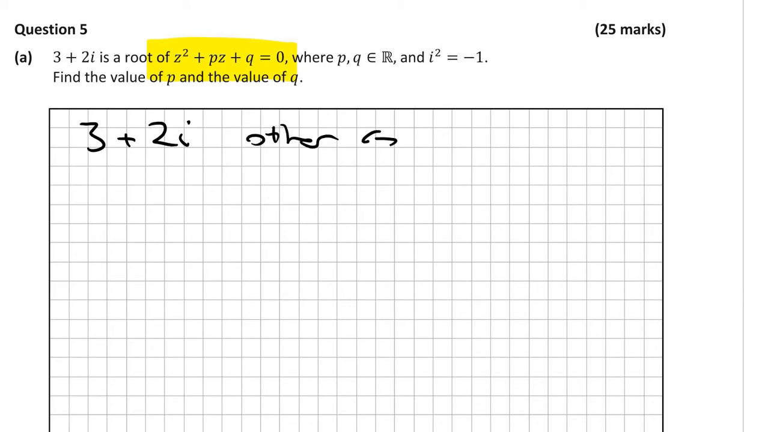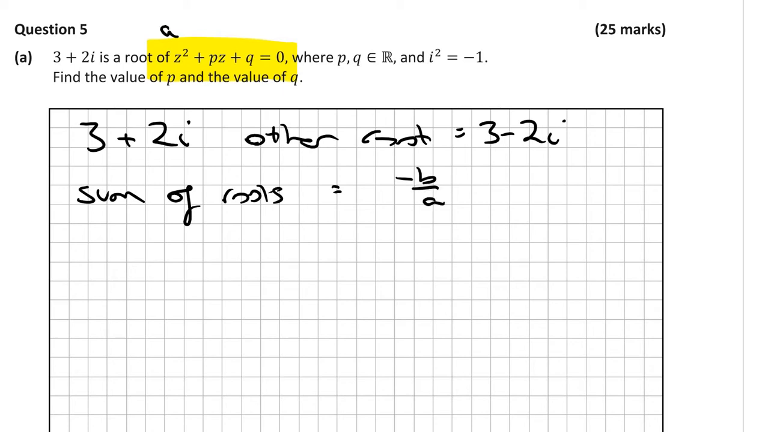the other root is 3 minus 2i, its conjugate. As it's a quadratic, something else that's important: the sum of the roots is equal to minus b over a, where the coefficient of z squared is a, the coefficient of z is b, and the constant is c. So the sum of the roots is minus b over a.